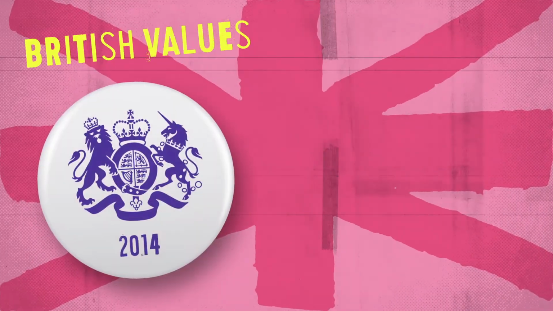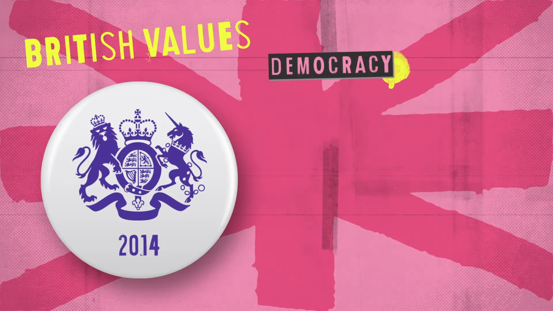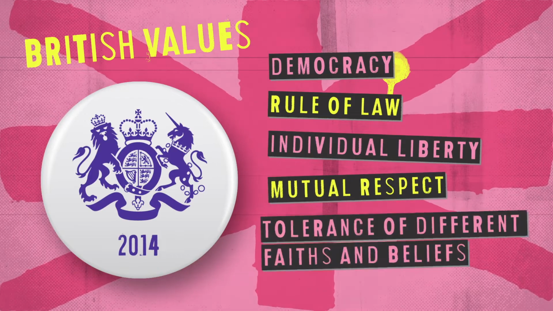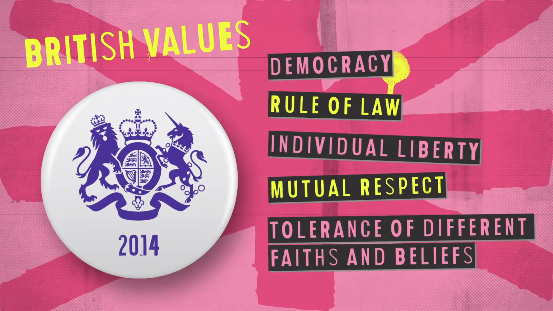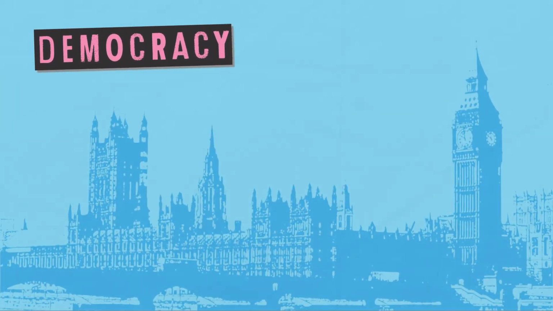The British values were introduced in 2014 by the Department for Education, the branch of the government responsible for schools and learning. The 5 categories that make up the British values are democracy, the rule of law, individual liberty, mutual respect, and tolerance of those with different faiths and beliefs. Let's look at each one individually.